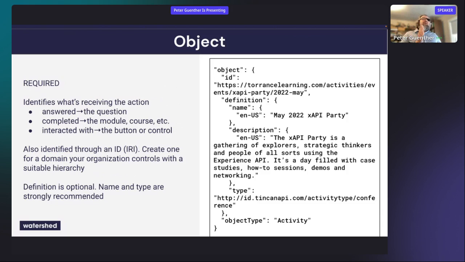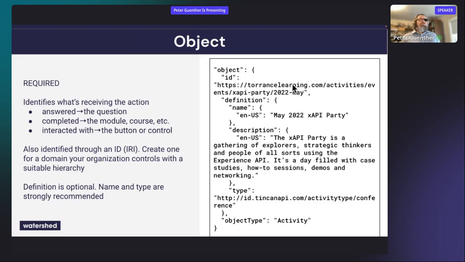What is the activity taking place? What is being experienced? What is the action, the verb being done to? I apologize that some of these are long lines and they're getting split up, but here's the xAPI party. Again, this IRI gives us a nice hierarchical structure.